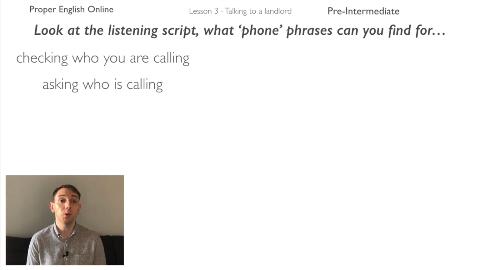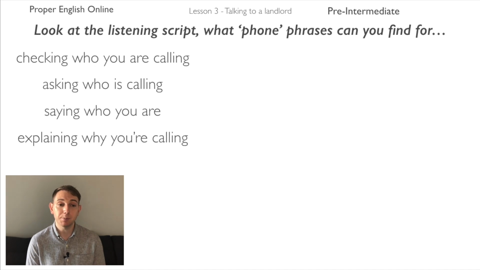Also, to ask who is calling. So when you answer the phone, what can you say to ask who is calling you? Also, saying who you are. So when you introduce yourself on the phone, and then explaining why you are calling. Okay guys, so let's take a look at your listening script and try to find some phrases for these different functions.